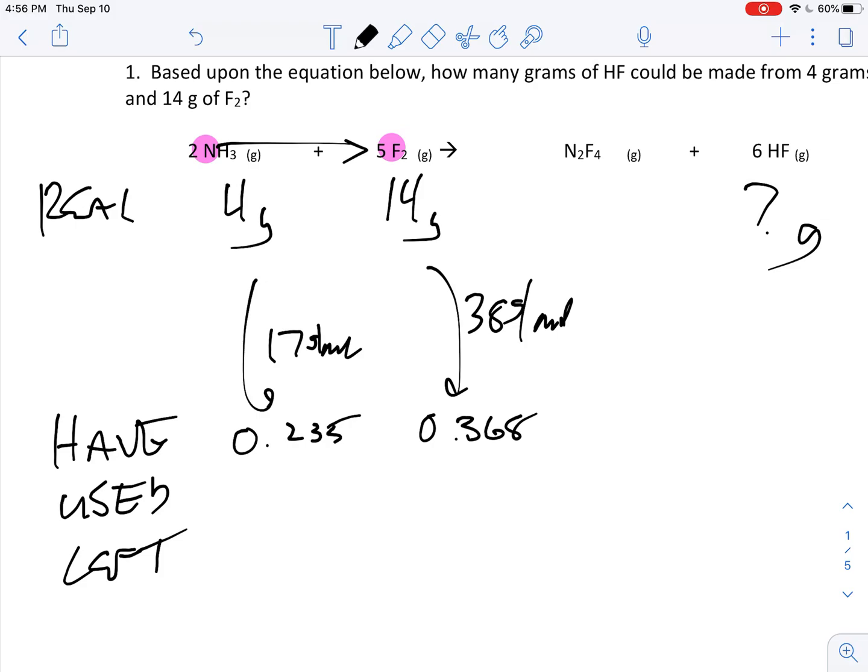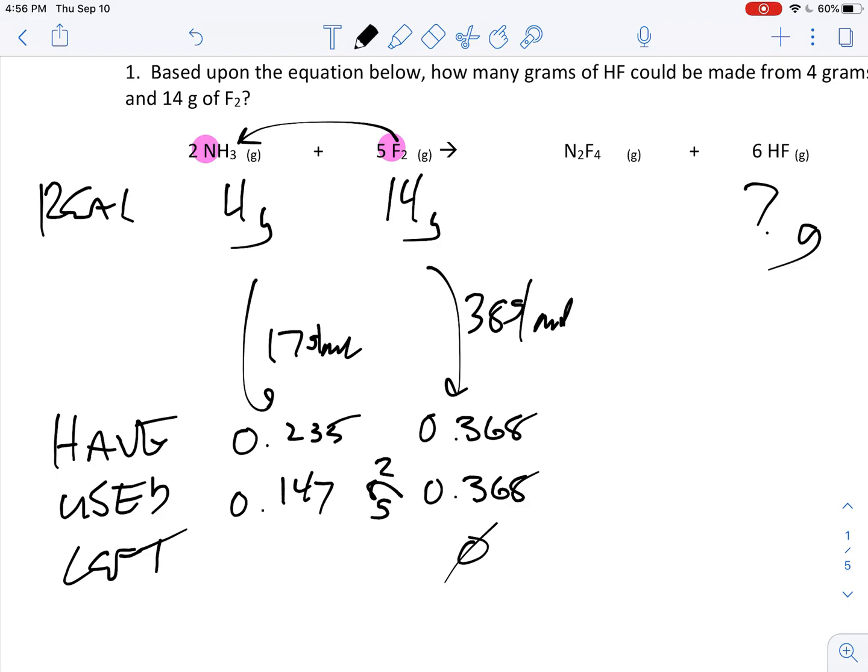And you say to yourself, all right, I'm not going to use the 0.235. I'm going to use the 0.368 as my basis. So I'm going to try to use all of the 0.368 to be left with none. Now, if I want to figure out how much of the 0.235 I used, I come this way, but now I go up by 2/5 because up here I'm going from 5 down to 2. So that's going to be 2/5. And when I do it that way, I end up with 0.147, only that I've used. So if I take the 0.235 and I subtract the 0.147 from it, I am left over with 0.088 moles. So I know I did it correctly there.